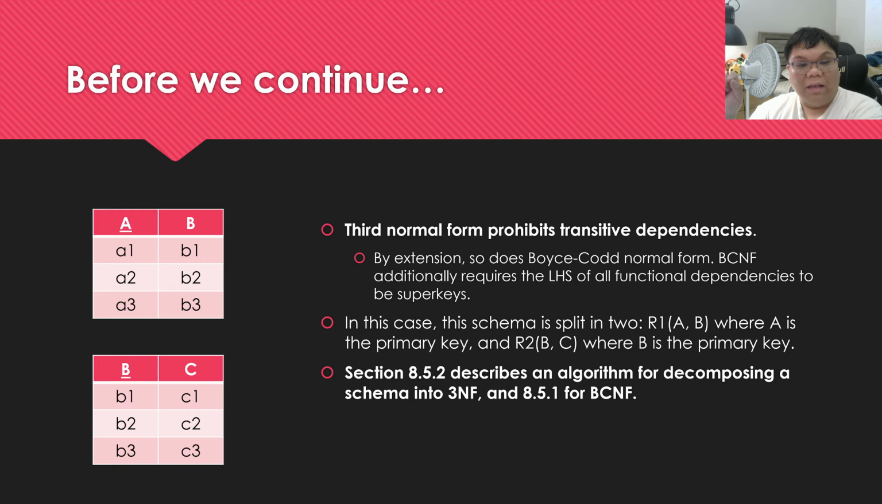Because in this schema A determines B, but B also determines C, we split this table into two, where the primary key of the first table is A, and A determines B, and the primary key of the second table is B, and B determines C. We also have an algorithm for decomposing a non-BCNF schema into two that are, and if the schemas produced this way are not still in BCNF, we just keep decomposing until we get a set of schemas that are in BCNF. There's also a similar algorithm for third normal form in section 8.5.2.